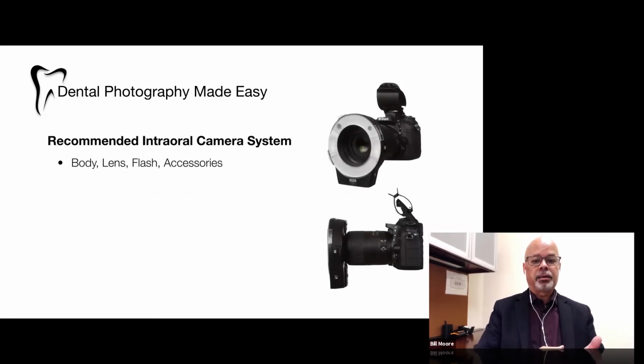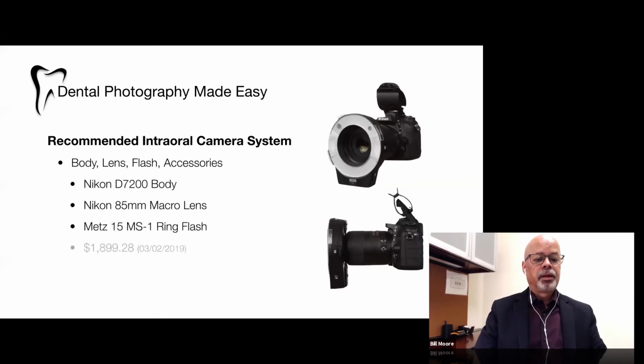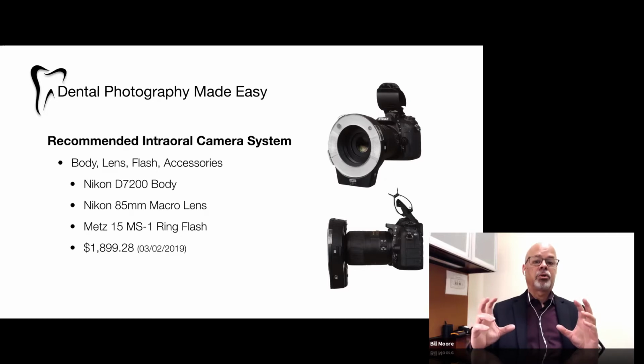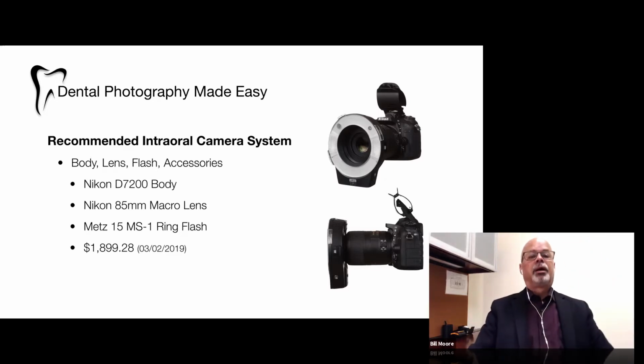You need a body, a lens, and a flash. And the body is the Nikon D7200. An 85 millimeter macro lens, and a macro lens is a specialized lens that allows you to make extreme close-up photographs, but also lets you take the extraoral photos or the headshots that you might need to take. And then a Metz ring flash, which actually fires wirelessly.